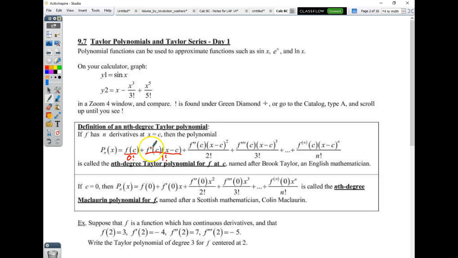You'll notice the first derivative also matches a first degree polynomial, which is over 1 factorial. The second derivative happens to fit the second degree polynomial over 2 factorial. Third, 3, 3. So you'll notice that the nth derivative will match the power and will match the factorial.